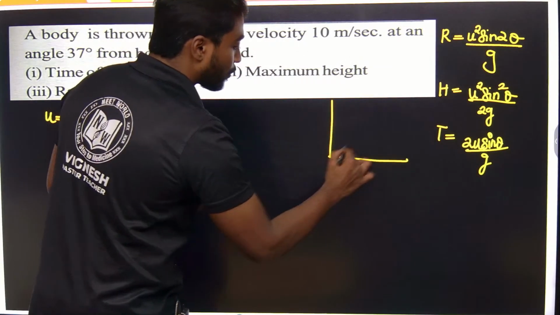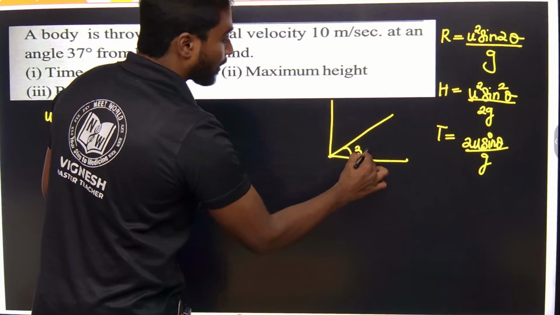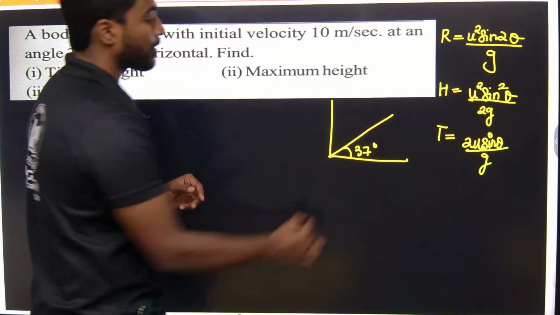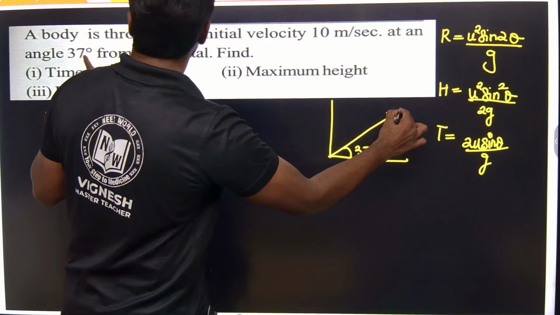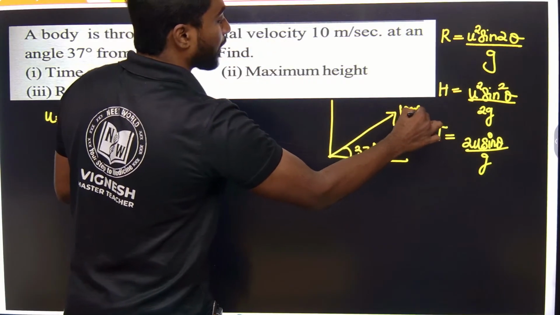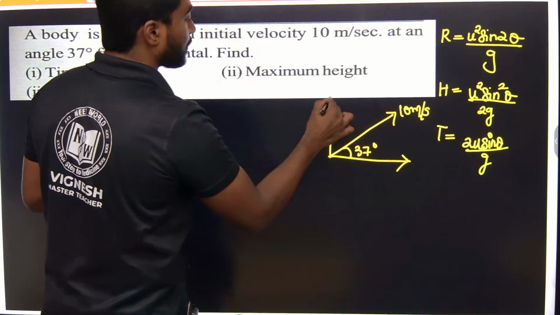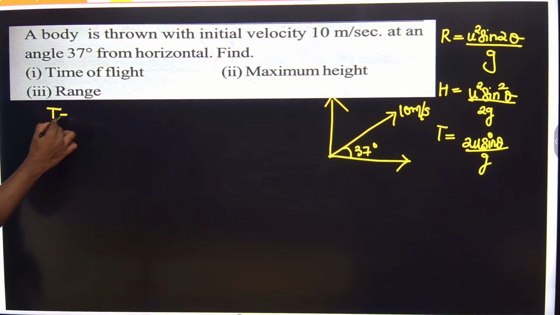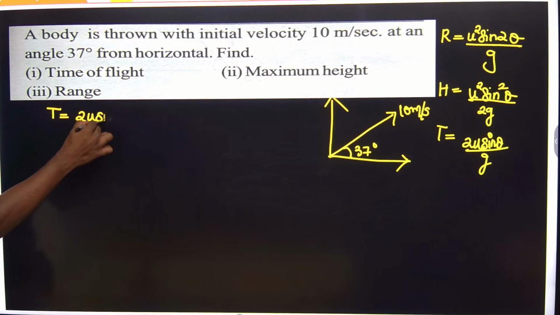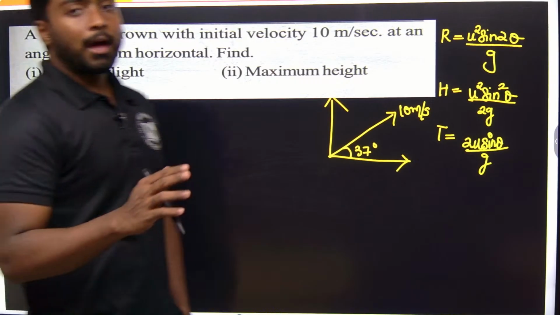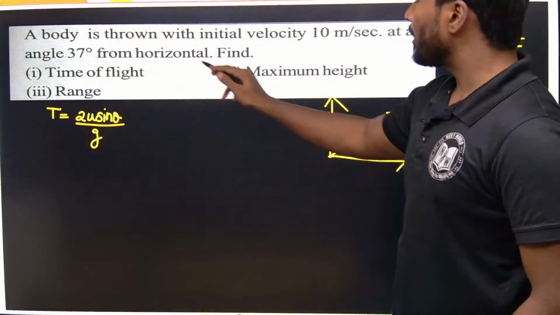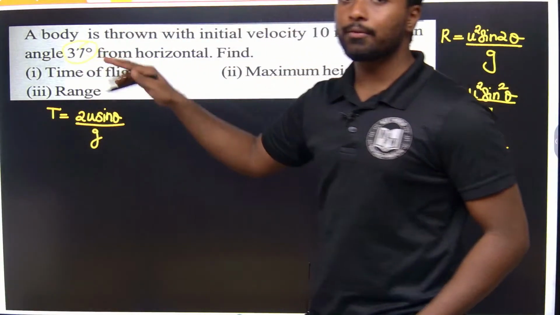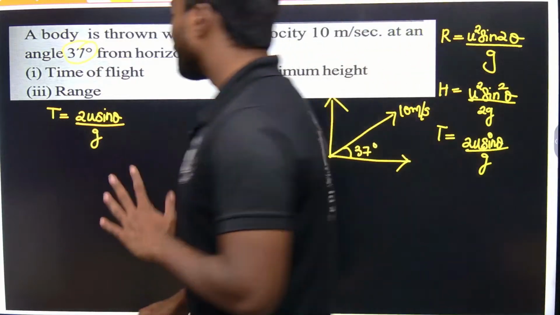So they told that the angle made with respect to the horizontal is 37 degree, and the velocity is 10 meter per second. Find the time of flight. So t equals 2u sin theta by g. I will help you here to find the values for 37 degree and 53 degree. There is a simple trick.